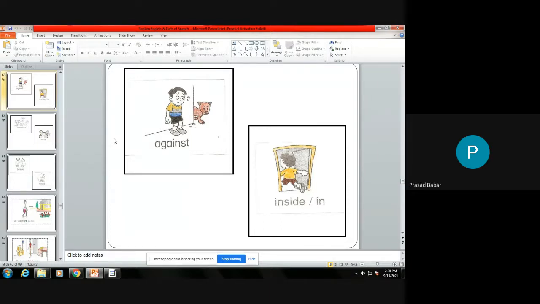One street dog is running behind him and he might have been chasing this boy, and that is why this boy is frightened. This boy is frightened of that dog. Okay, so that is why he has stood against the wall.